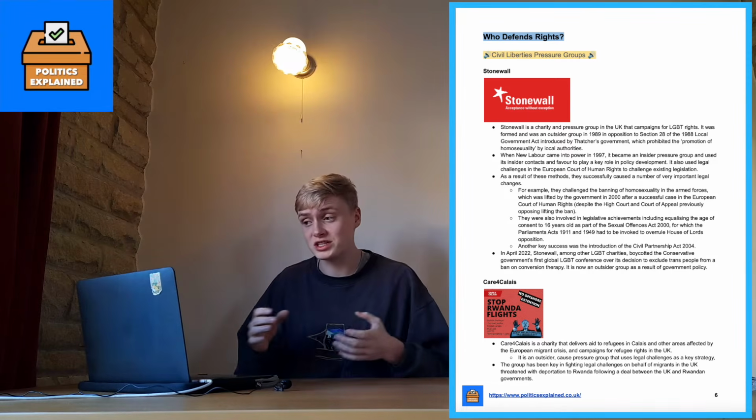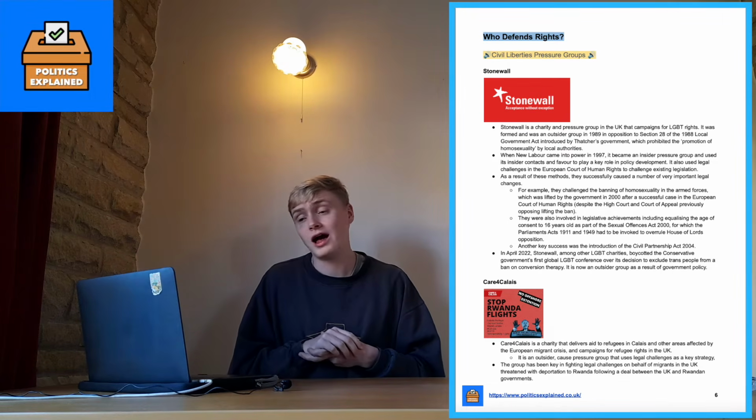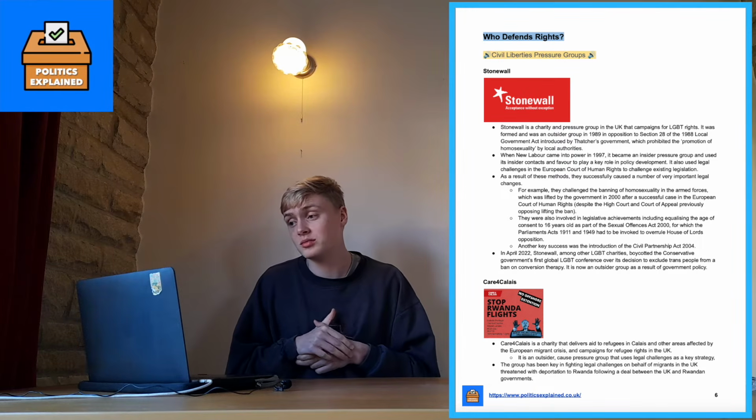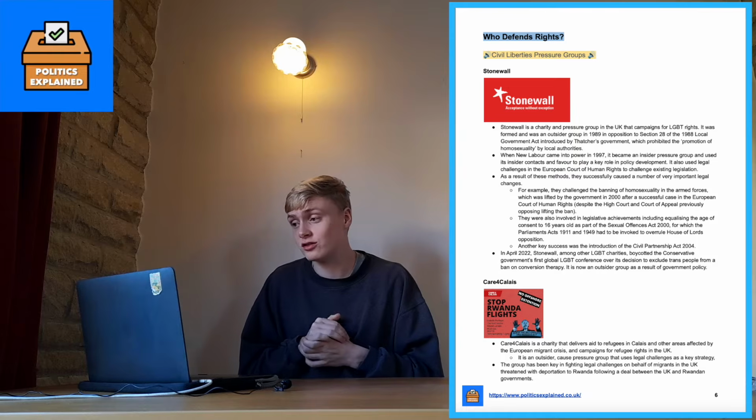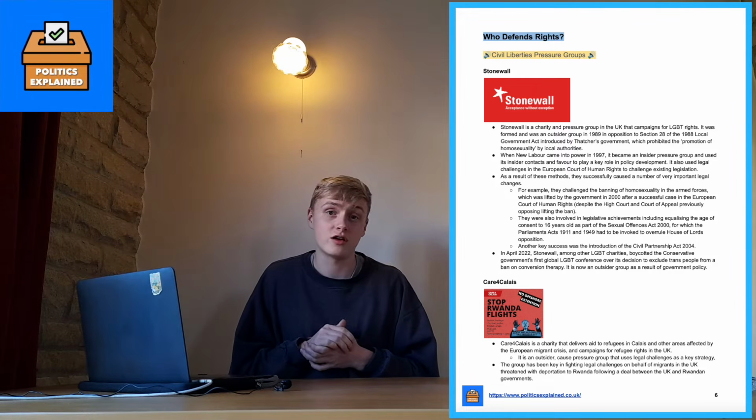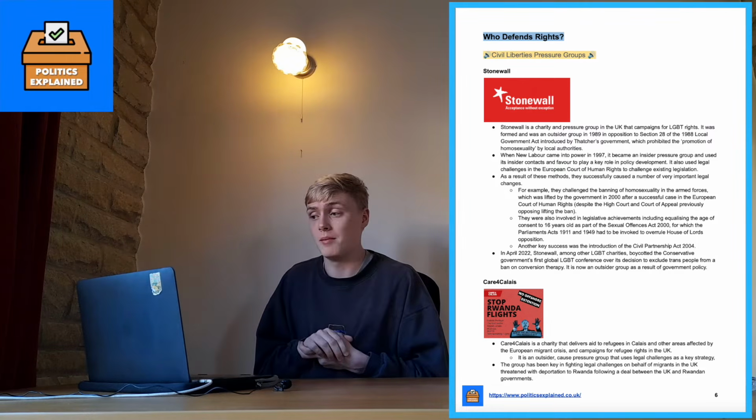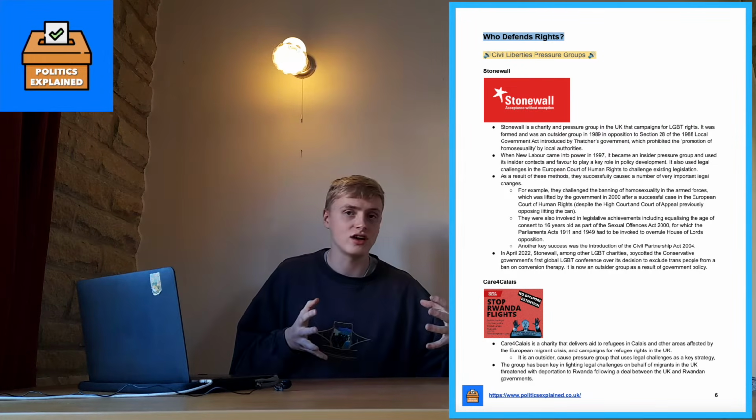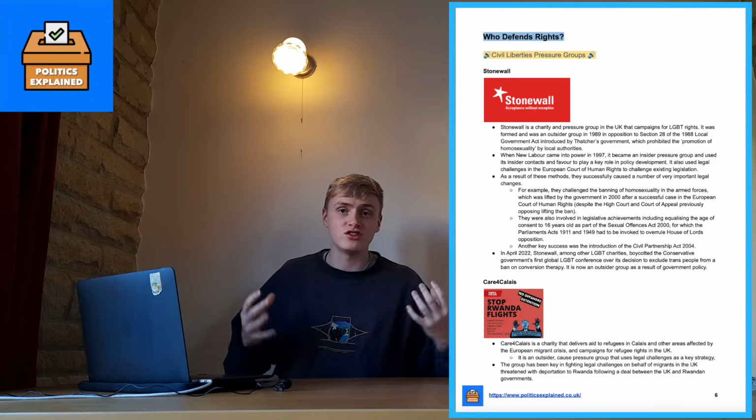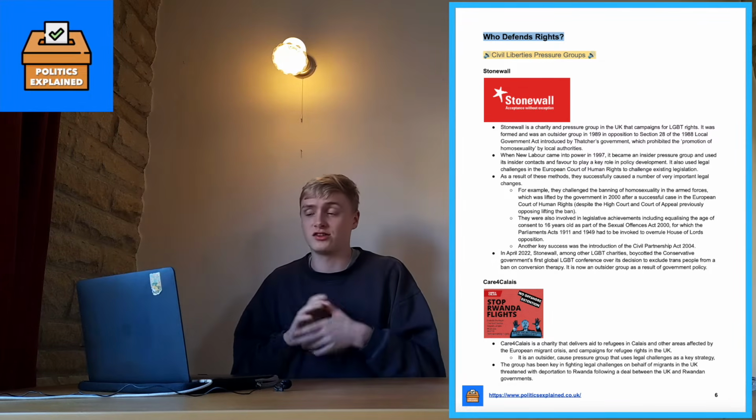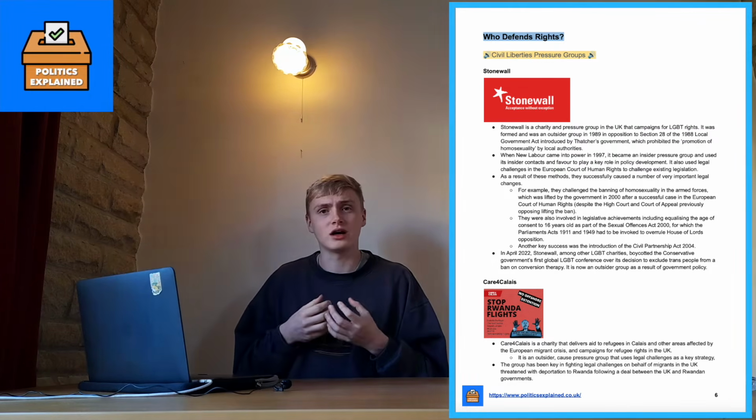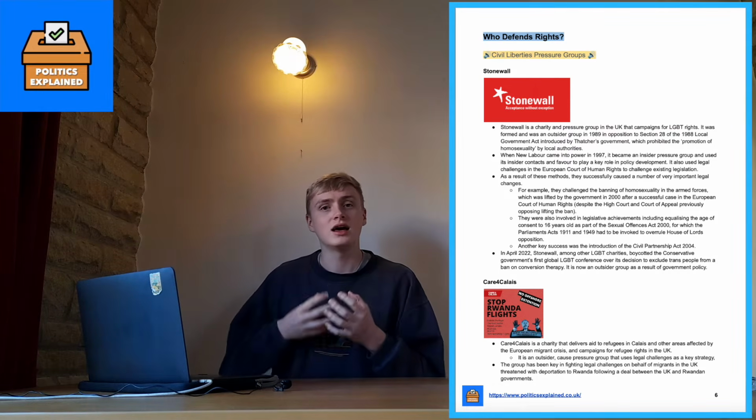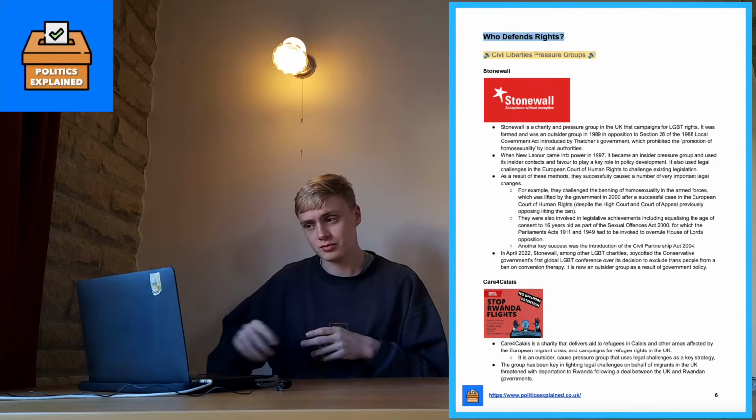In April 2022, Stonewall, among other LGBT charities, boycotted the Conservative government's first global LGBT conference over its decision to exclude trans people from a ban on conversion therapy, which has actually now been reversed. But that shows how when the government changes, and government policy changes, pressure groups can really shift from being insider to outsider pressure groups. So that was where it really kind of played a more role, used tactics more in terms of publicity, and became more of an outsider pressure group.